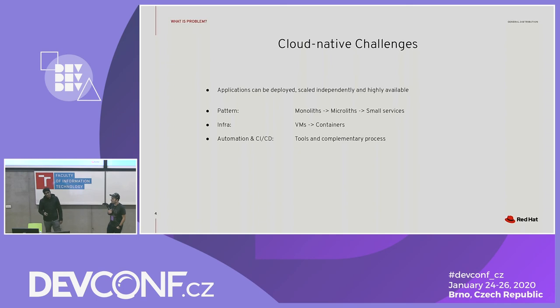One thing is the pattern. In order to frequently ship these applications and deploy them independently, we need to change the form of the application itself: monolith, microlith, small services, whatever we want to call it in their respective forms. The second thing we want to change is the infrastructure. Most of the initial cloud native development was dominated by VMs, but over the period, people have started realizing the advantages of containers, and that's where the whole Kubernetes ecosystem and container ecosystem comes in.